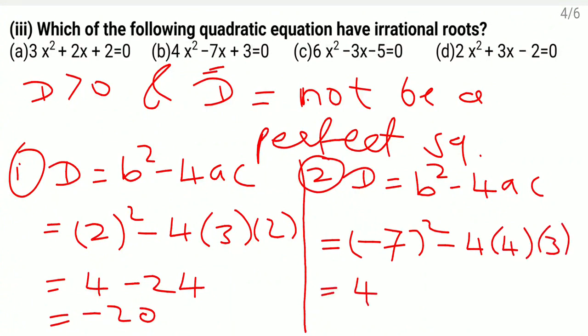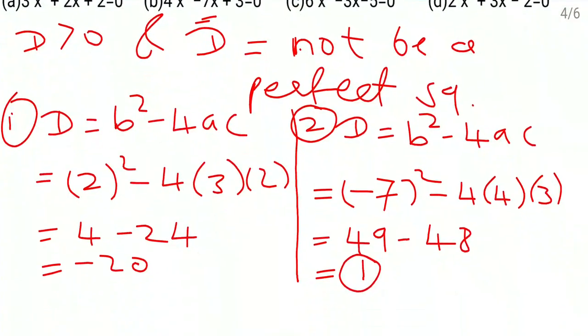So 49 minus 4 fours are 16, and 16 fours are 48, which is equal to 1. 1 is greater than 0, but it is a perfect square. But we want it not to be a perfect square. So this option is also not valid. I'll go for the other one.